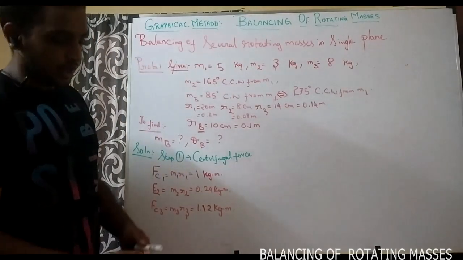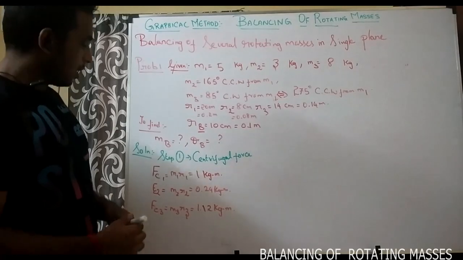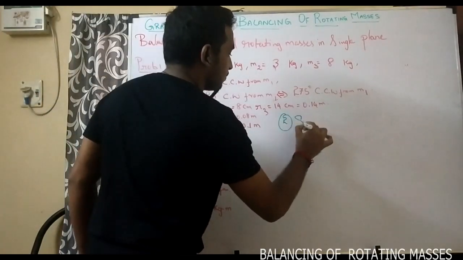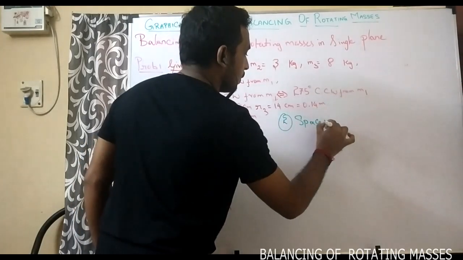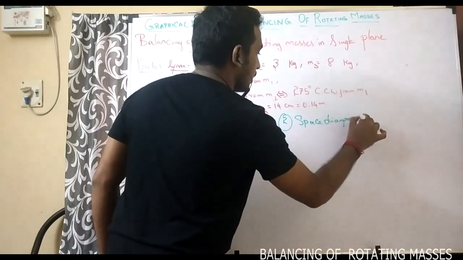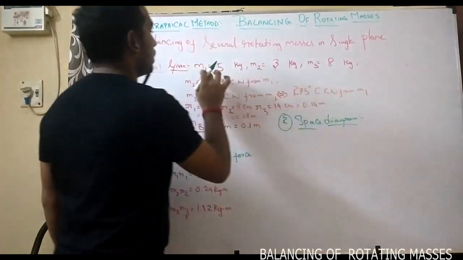And since this is a graphical method, step 2 is that we need to go with the space diagram. In the space diagram, we need to take one of the masses as the reference plane, and that we are going to take to be our mass M1.